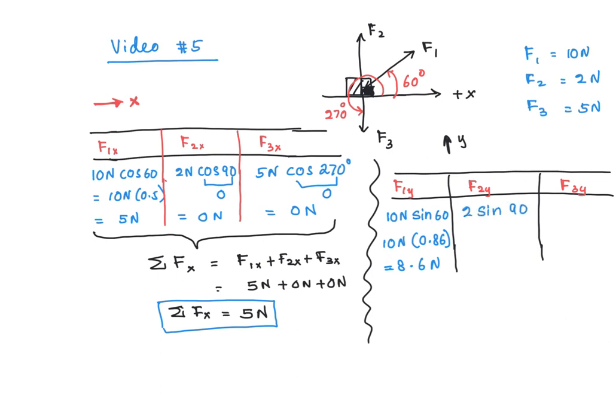Sine 90, maximum value you get there is plus 1. 2 times 1, that gives us 2 Newtons. I forgot to write the Newton here. You can add that if you want.